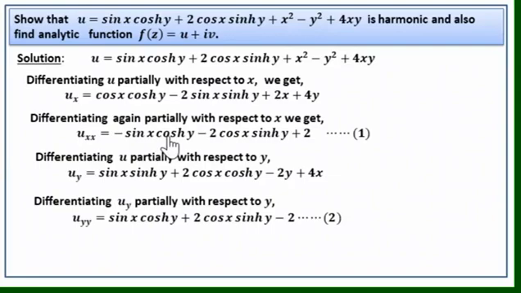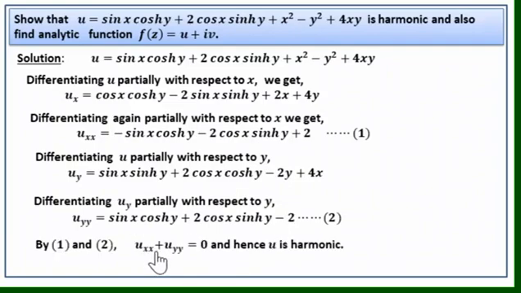Minus sin x cos hy plus sin x cos hy cancel. So next, minus 2 cos x sin hy plus 2 cos x sin hy cancels, plus 2 minus 2. So this is uxx plus uyy equal to 0, and hence u is harmonic. Okay, next. So here we have proved that u is harmonic.